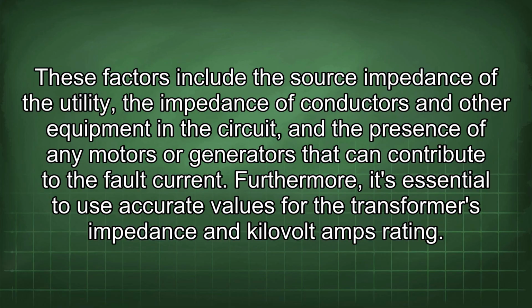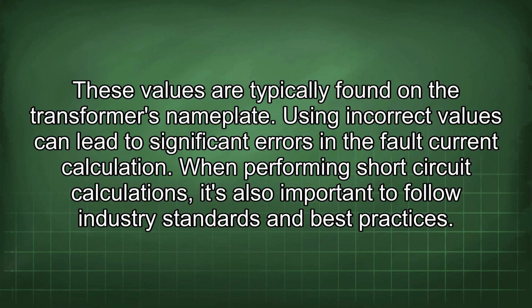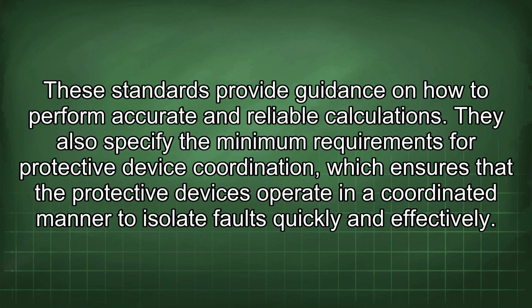Furthermore, it's essential to use accurate values for the transformer's impedance and kilovolt amps rating. These values are typically found on the transformer's nameplate. Using incorrect values can lead to significant errors in the fault current calculation. When performing short-circuit calculations, it's also important to follow industry standards and best practices. These standards provide guidance on how to perform accurate and reliable calculations.